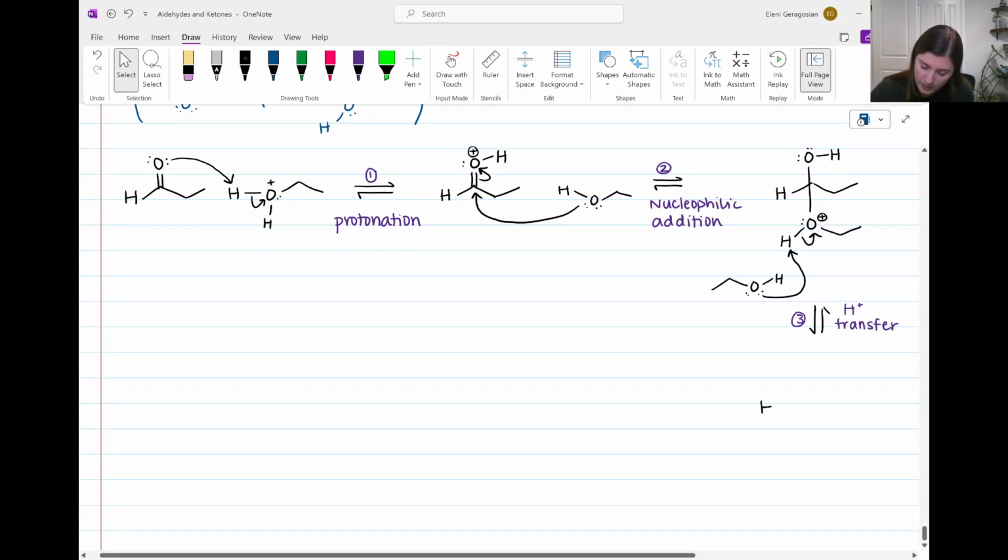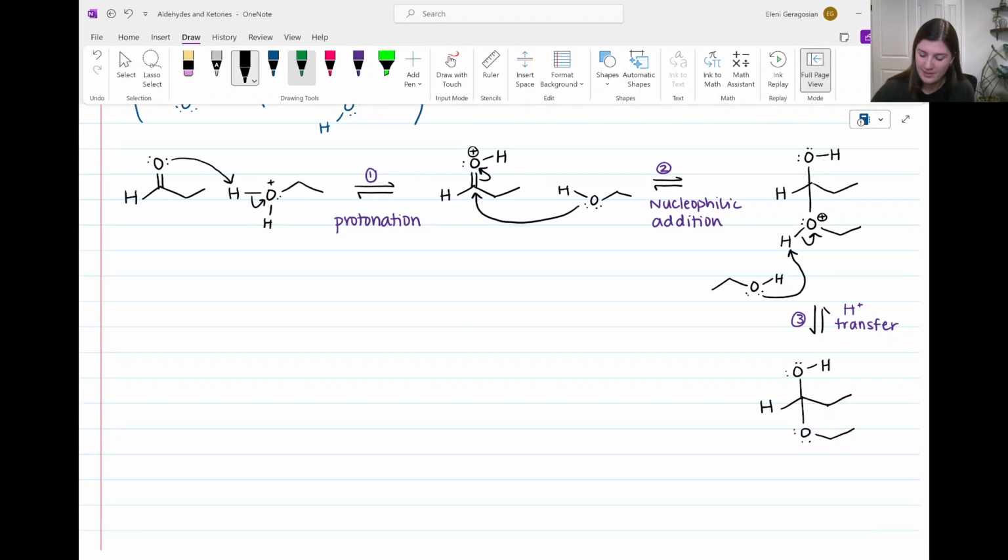So we draw the product of that step. We have that 3 carbon chain from the aldehyde. The carbonyl oxygen is now an OH group, and we have the solvent molecule without the hydrogen bonded to that carbonyl carbon. All of these steps so far we've seen before. Right here we have our hemiacetal.